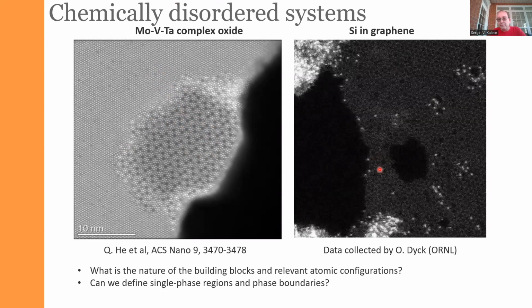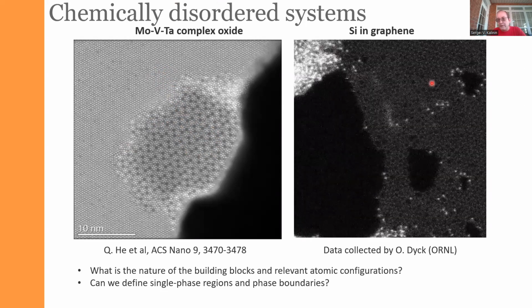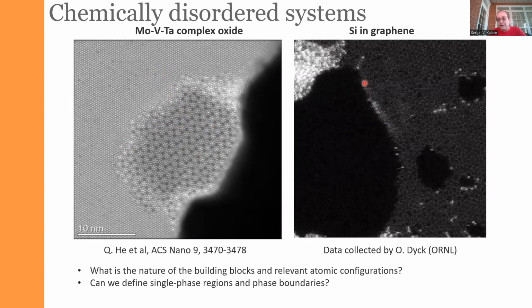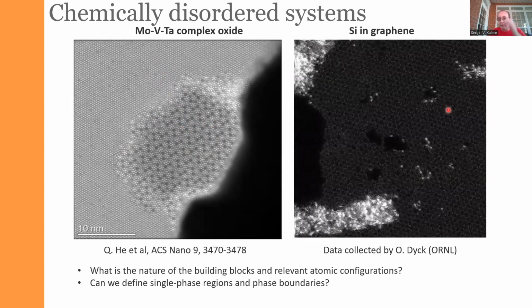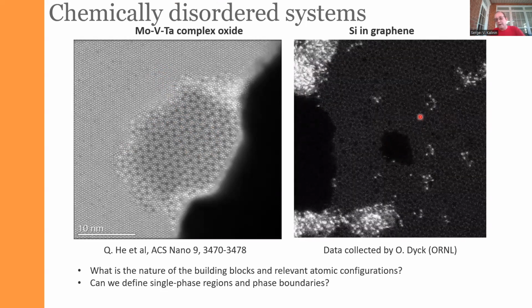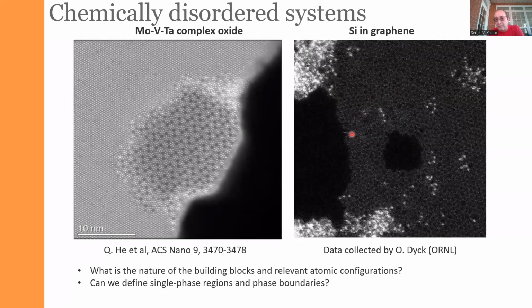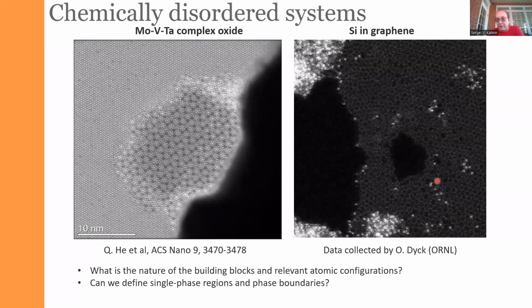This is another example of a video. This is graphene with some contaminants, and the bright dots here are silicon atoms. Again, as you can see, the graphene is not stationary in the electron microscope.